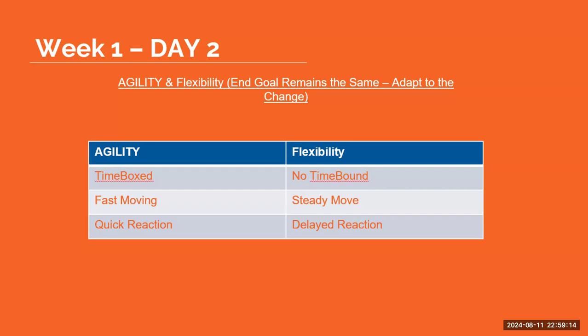So the three main differentiating factors of agility from flexibility are, first of all, time box, and always remember this word. We are going to hear it a lot when we are learning agile. We have a set amount of time. Then it is fast moving, which means the execution is quite a lot faster compared to traditional methods. And third is quick reaction. Whether it is a problem, a solution, or a development thing, our activities or actions have to be quick. So that is what is mentioned.